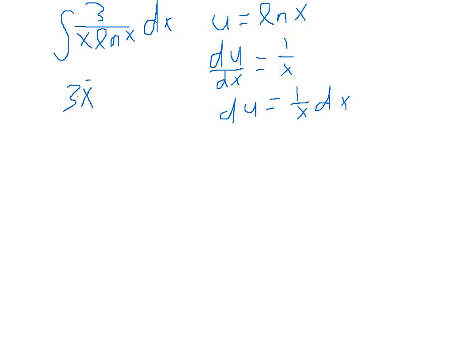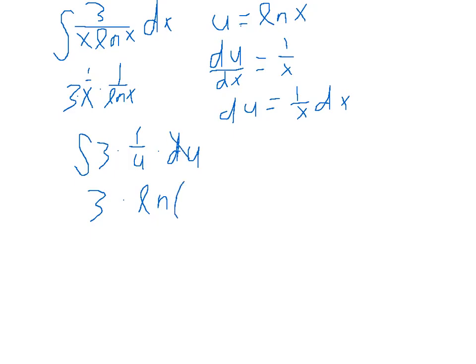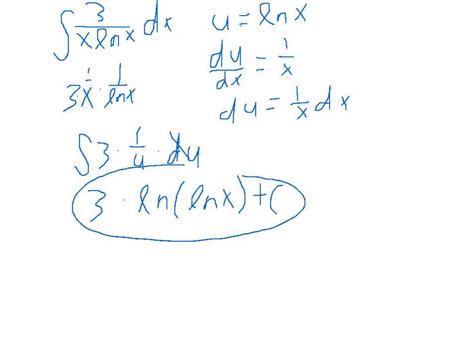3 times, and the 3 stays by itself there. Sub back in the u and then du. And then we're going to put the x's back in. Du cancels out. And then this is the antiderivative. I'm going to have plus c. That's our final answer.